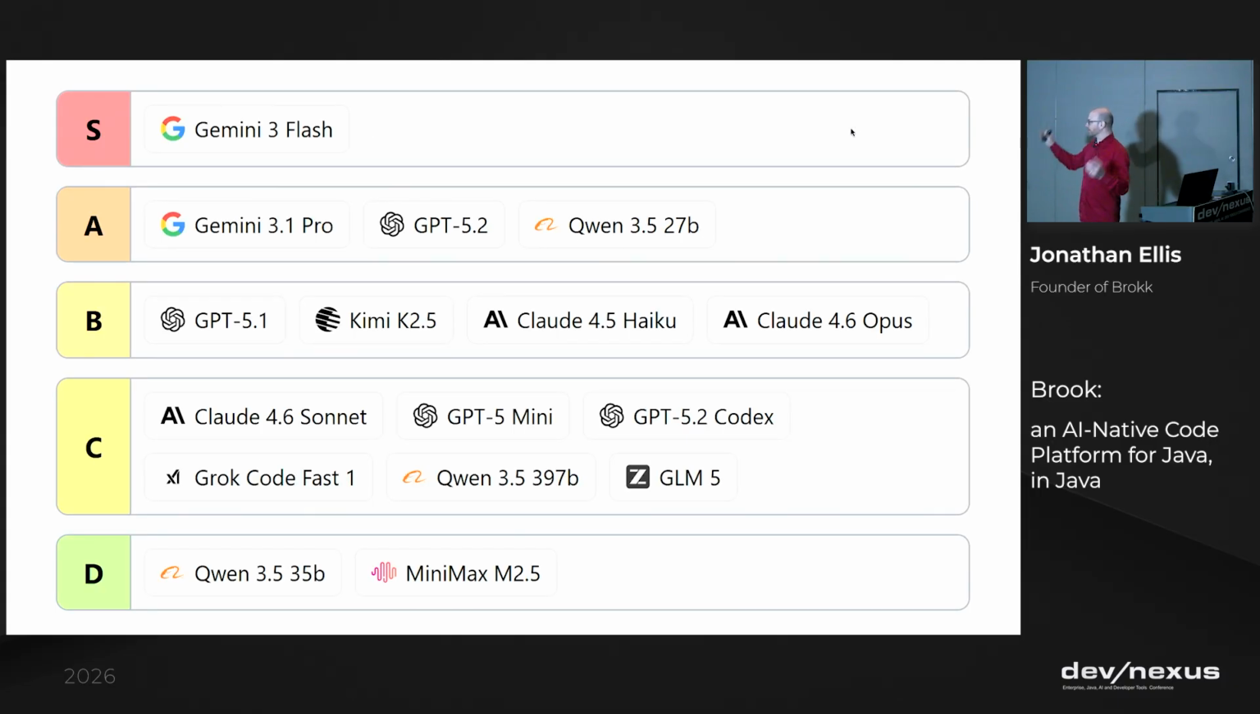Okay, so this is what the new power ranking looks like. And there are some controversial things here, most notably perhaps that Opus is down in the B tier and Sonnet in the C tier. Those are justified. If you go to Brokk.ai and click on the blog, I've got an article explaining why this is so.